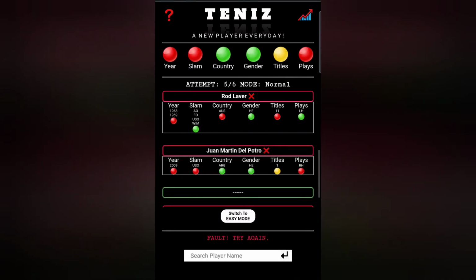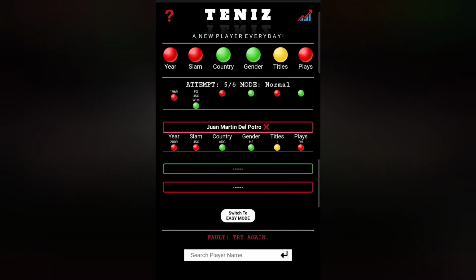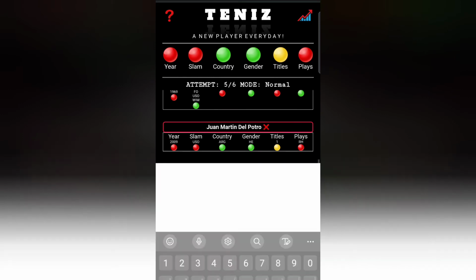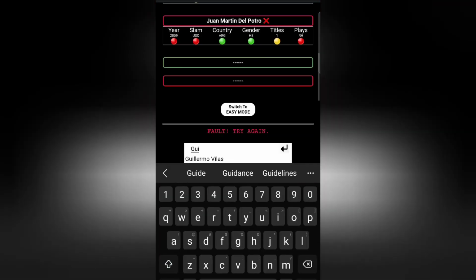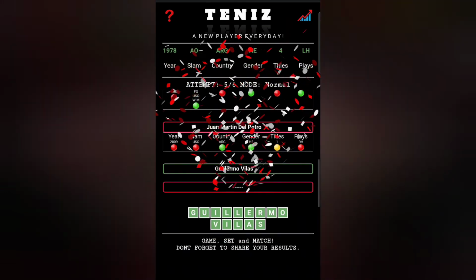Yeah, obviously I know Del Potro was not going to work. I just wanted to narrow down the country so that I can refine my next guess. And the reason I knew it was not Del Potro is because Del Potro is a right-handed player, and our mystery player is a left-hander. That leads me to my next guess, which is Vilas, because I know Vilas is a left-hander, and this should be it, guys. I mean, yeah, it is.